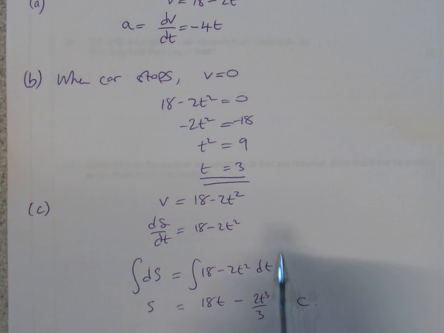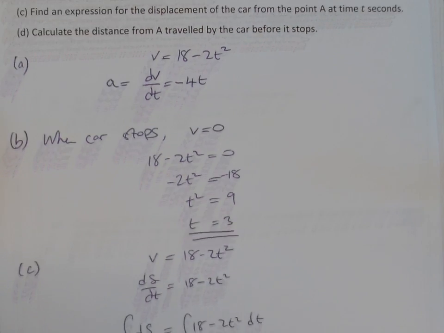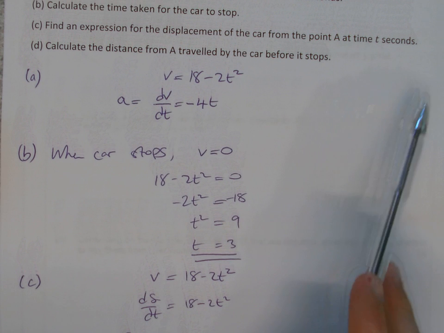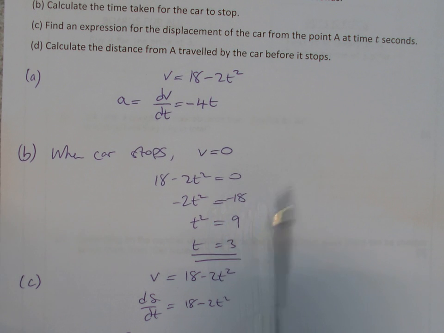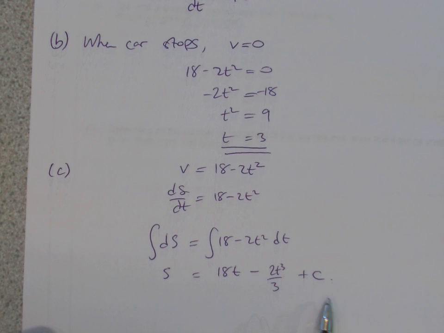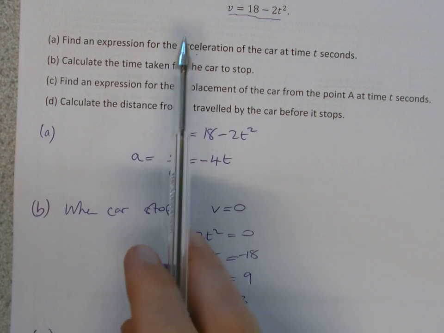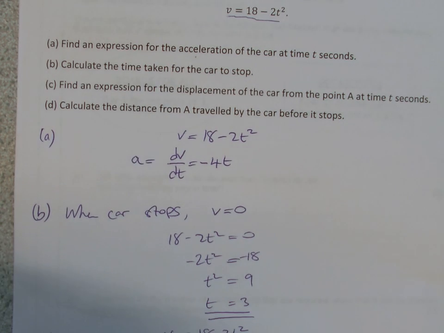Now, when it says find an expression for the displacement, we have found it, but it does say at time t seconds. They want a complete expression. They wouldn't be happy if you just left it like that with a constant there. If they want an expression, that's what they're asking for, at time t seconds. So what about this c here? We need to work it out. We need to look for boundary conditions. Are there any boundary conditions? To be honest, I can't see any conditions there. It's not so obvious.